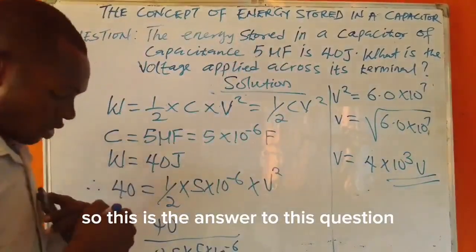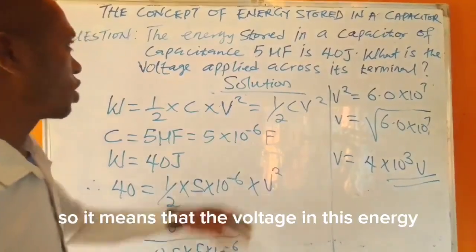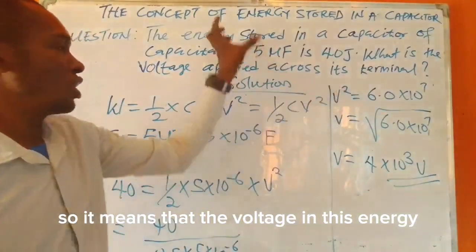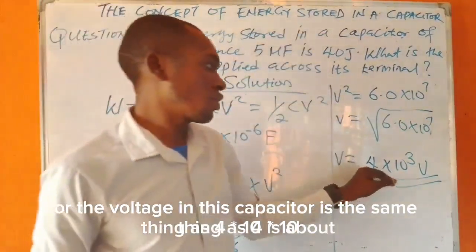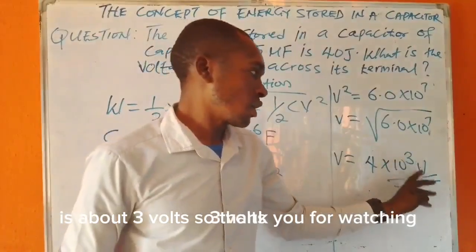So this is the answer to this question. So it means that the voltage in this capacitor is the same thing as 4 times 10 to the power of 3 volt.